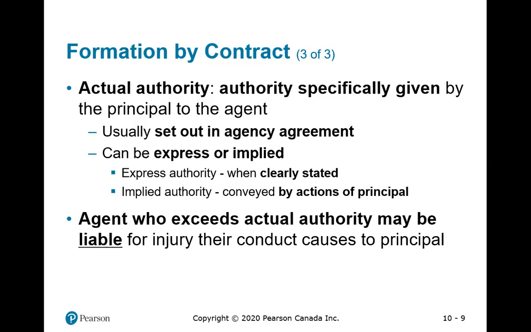If an agent exceeds the actual authority, they are personally liable because they breach the contract, as we just said. As an agent, if I cause damages to my principal within authority, my principal is vicariously liable. So both my principal and I, we are liable. But if I cause losses to third parties while going beyond authority, then my principal is not vicariously liable. I am liable personally.